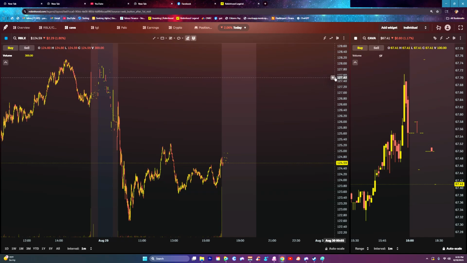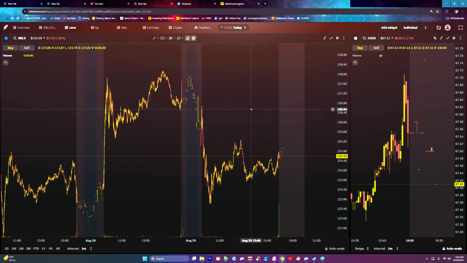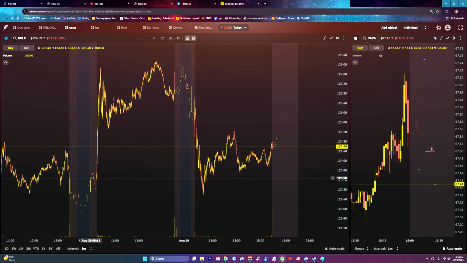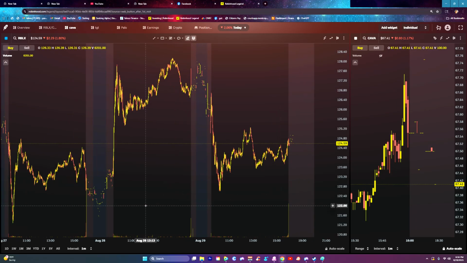Here we have, and this chart's a bit old, so this is like a day and a half old, but we have big moves. A big move up, a massive move up right here, and then a pretty big sell-off.